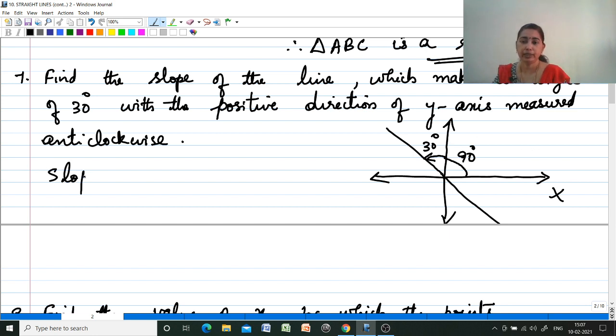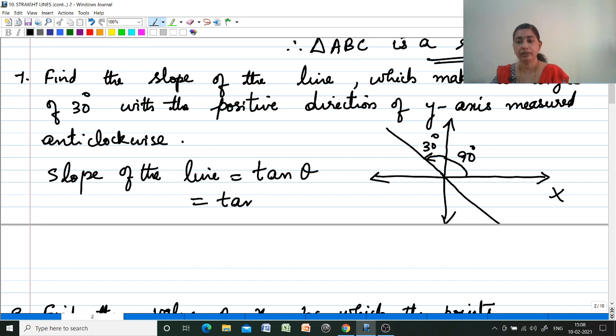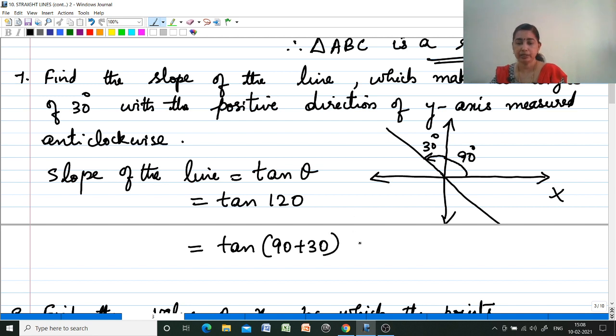So the slope of the line is equal to tan theta, and that is equal to tan(90 + 30), that is tan 120. How to find tan 120? It is tan(90 + 30). Tan(90 + theta) is -cot theta, or -cot 30, which is equal to -root 3. So the slope is equal to -root 3.